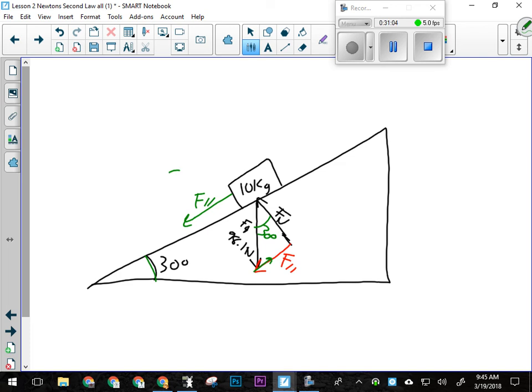So F parallel will be 49.05 newtons. And now I could calculate the acceleration of the box down the ramp. That would be the only force because there was no friction in this question.